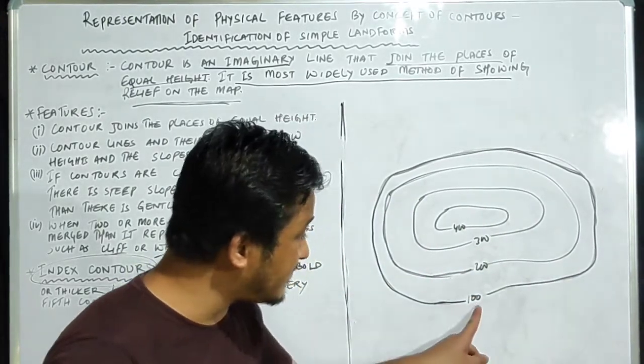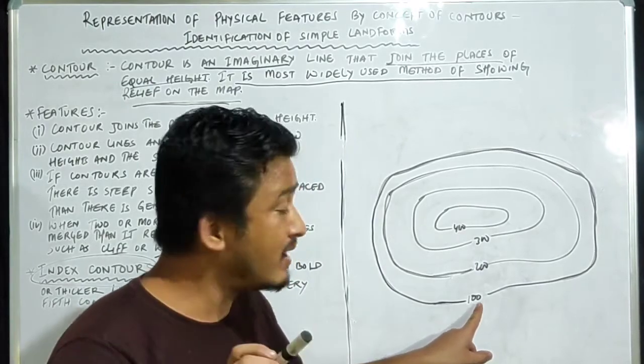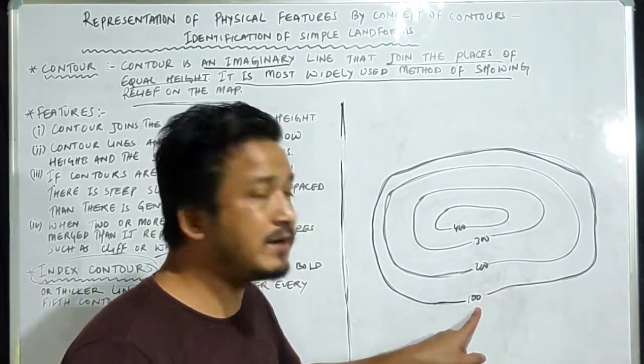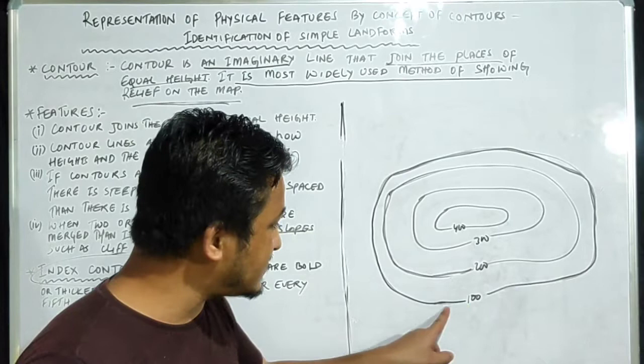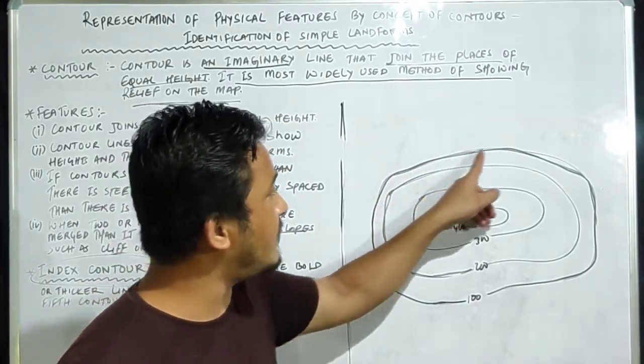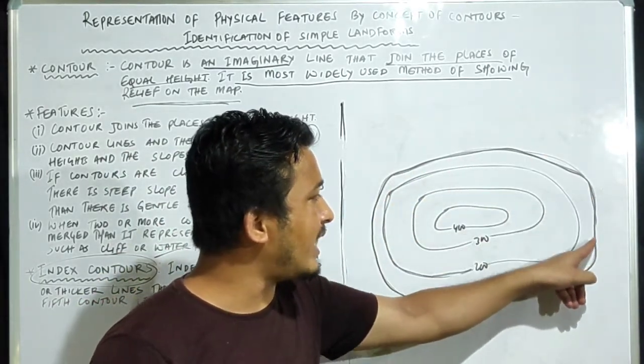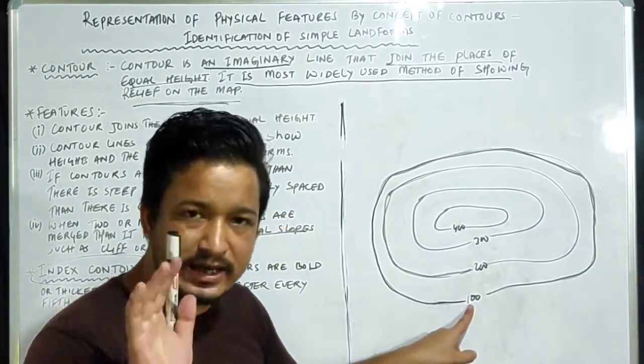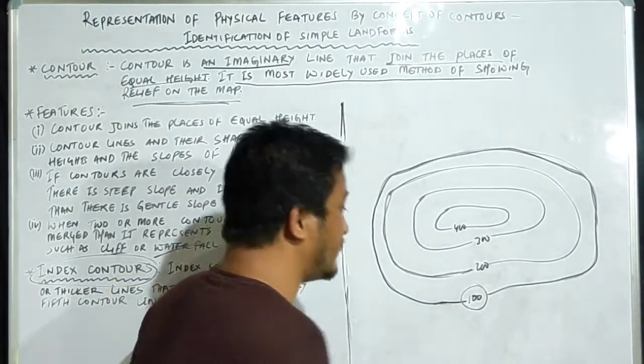So here you can see, it is written 100 m, it means 100 meters. It means this line joins all the places of equal height, and that is 100 meters above the sea level.